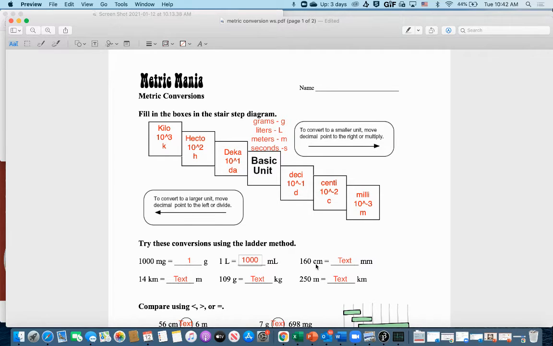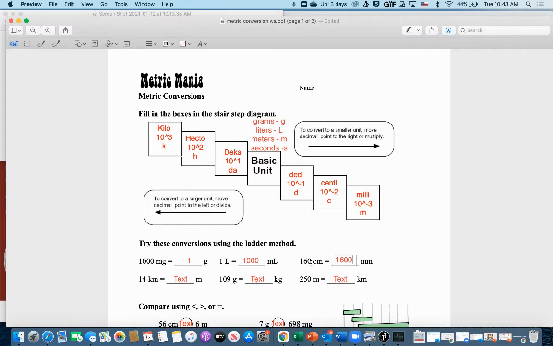So I just need to move this to the right one. So it's at 160. I move it 1 to the right. That's going to add a 0. So the decimal would then be right there. Okay, I don't need to keep that decimal. You don't have to write that decimal there unless there's a number after it. But otherwise, I have 1,600 millimeters, comes from 160 centimeters.